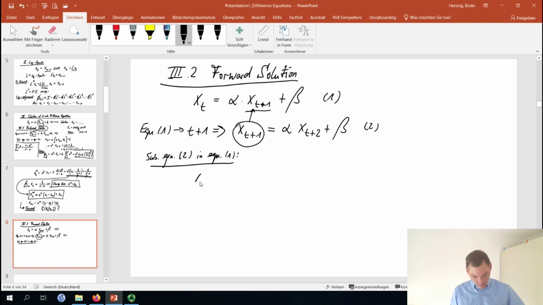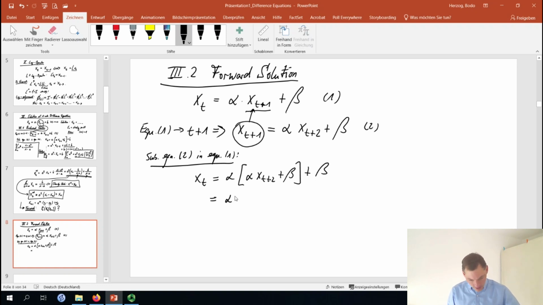What do we obtain? On the left-hand side is my x_t, and then we have alpha. Here we plug in for x_t equation 2, which is alpha x_{t+2} plus beta, plus beta. Okay, then we multiply out the bracket. We have an alpha squared x_{t+2} plus alpha beta plus beta. Okay, again, this can be iterated.